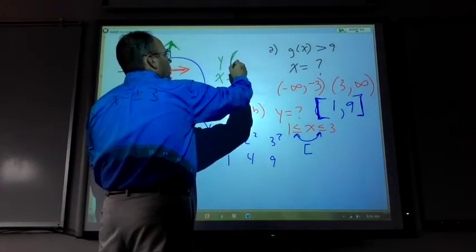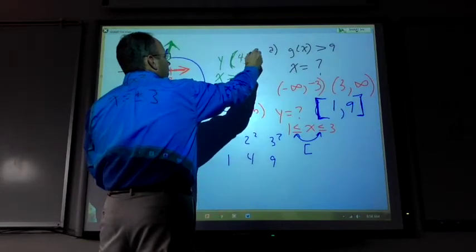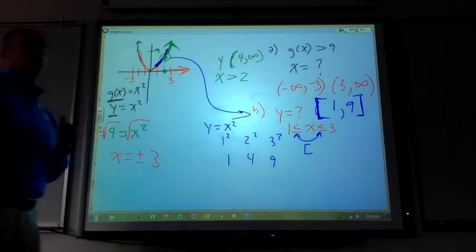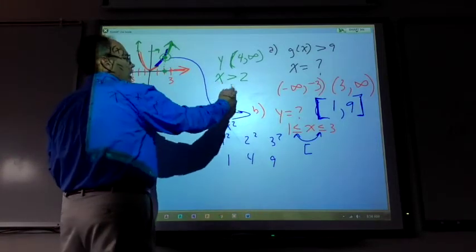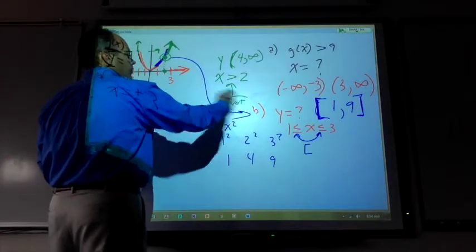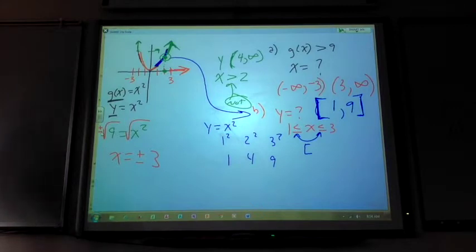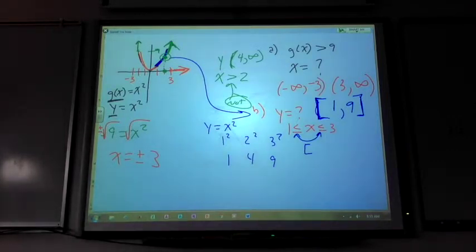So 4 to infinity. Why is it not a square bracket? There's not an equal sign there. So if x is greater than 2, what's my y going to do? It's going to go from 4 to infinity. It's not going to include 4 because we didn't want to add it as a starting point. That's your answer to letter C. 4 comma infinity. My y values will go from 4 to infinity, not including 4, so it's a rounded bracket.